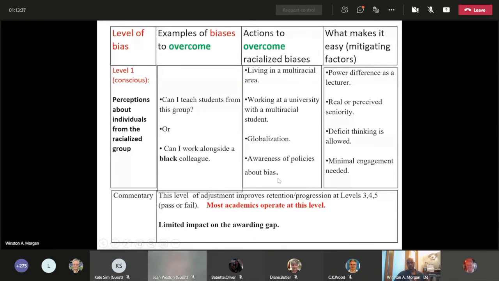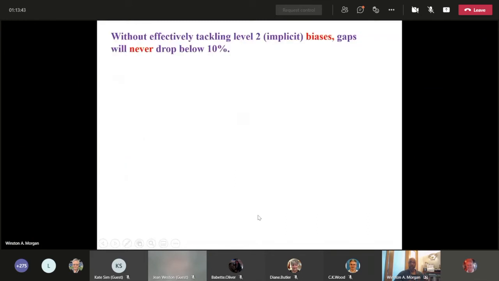And so that's where most academics operate, partly because it's just pass or fail, but it has limited impact on the awarding gap. So without effectively tackling level 2, what I term implicit biases, gaps will never drop below the 10% that we want them to drop below. Some institutions have made lots of strides by doing some of the things I've said in the previous slide.